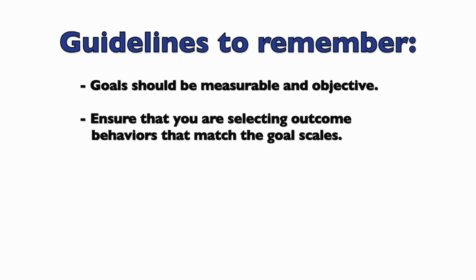Ensure that you are selecting outcome behaviors that match the goal scales. For example, +2 should be very difficult to attain. If you find that you are attaining all goals at the +2 level, this would indicate that the goals are too easy to attain. It is best to have a supervisor review your goals with you to help you determine what is realistic for your particular learning environment.